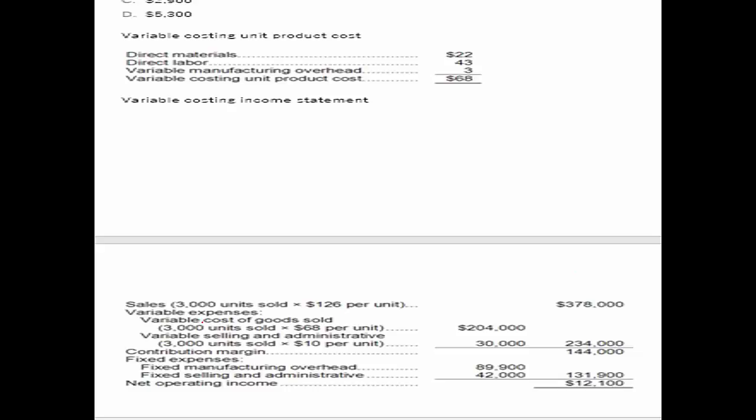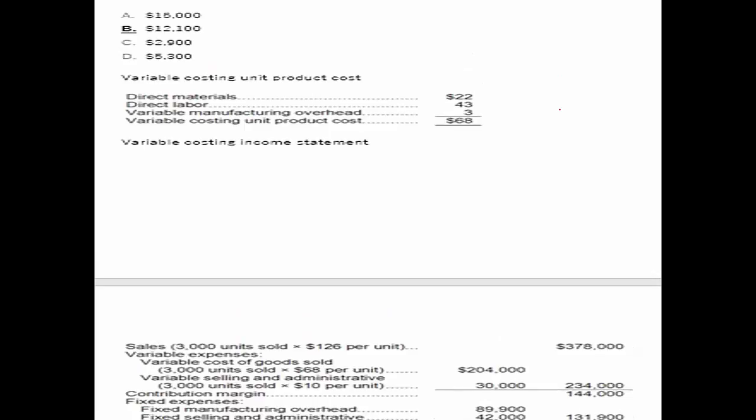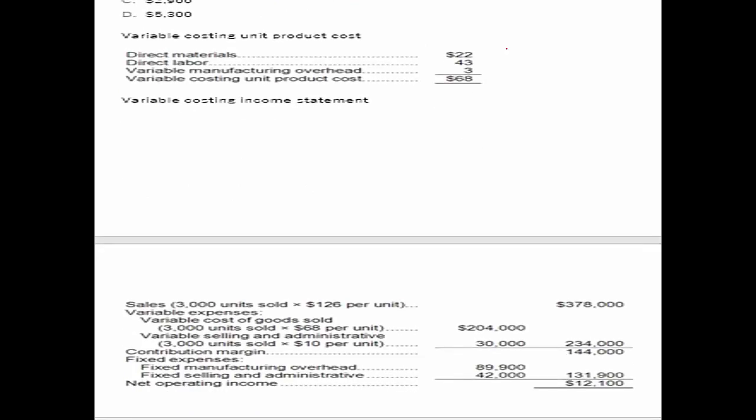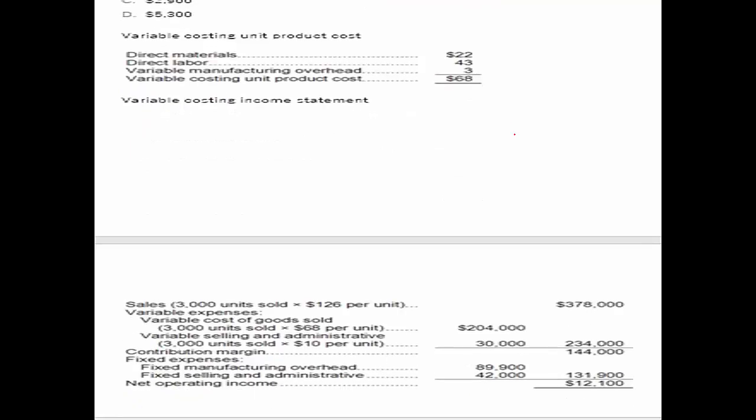Then I pick up the variable costs, which is the $68 product cost and $30,000 for the variable selling and administrative. That gives me a contribution margin of $144,000. Then I pick up all of my fixed costs, the fixed manufacturing overhead and the fixed selling and administrative, and when I subtract all of that out, I get this $12,100 as my operating income.